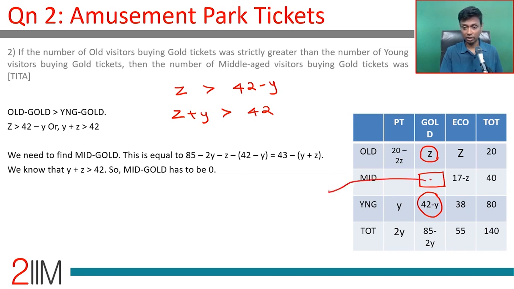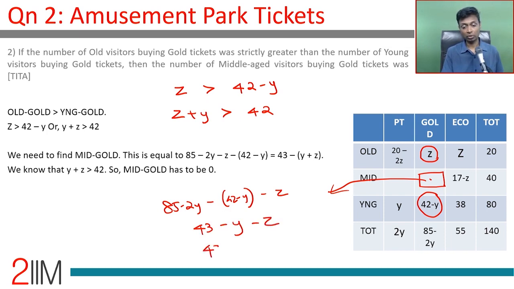This cell here is going to be 85 minus 2y minus 42 minus y minus z. 85 minus 42 is 43. Minus 2y plus y is minus y, minus z. Or this is 43 minus of y plus z.